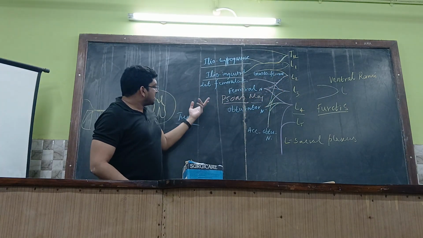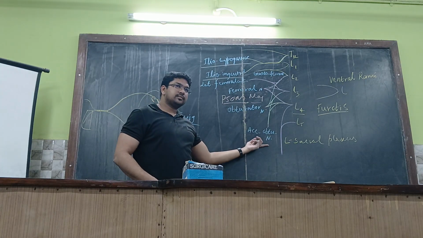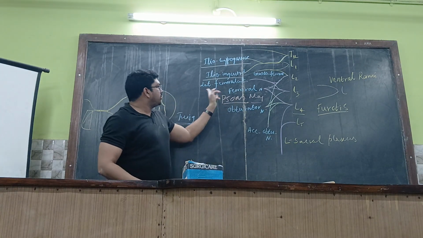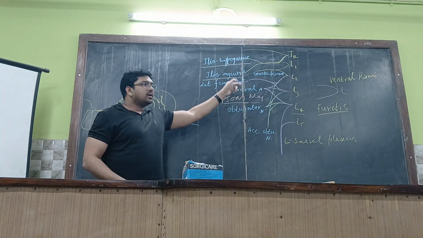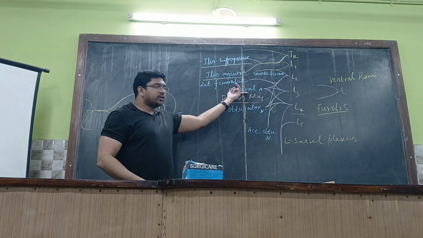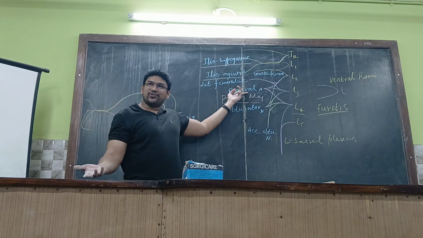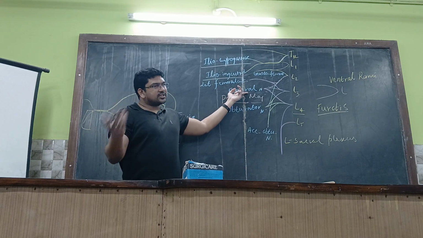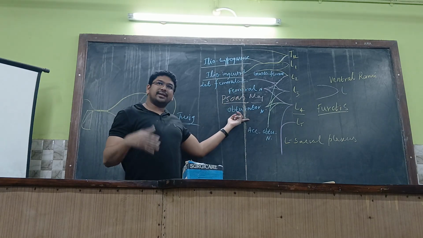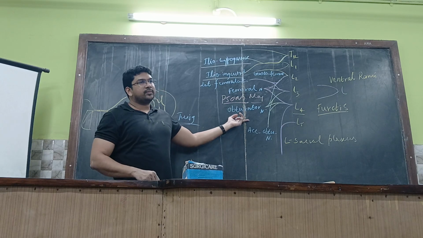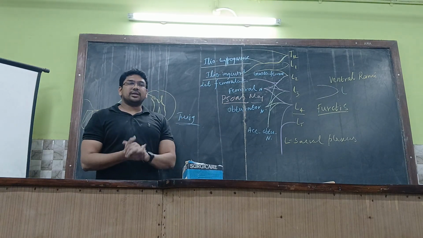Root value of, for example, the accessory obturator nerve? L3 and L4. Root value of the lateral femoral cutaneous nerve of thigh? L2 and L3. What are the root values of the femoral nerve? L2, L3 and L4, dorsal divisions. And the obturator nerve, again L2, L3 and L4, ventral divisions. That's all. That is nothing but the lumbar plexus over here.